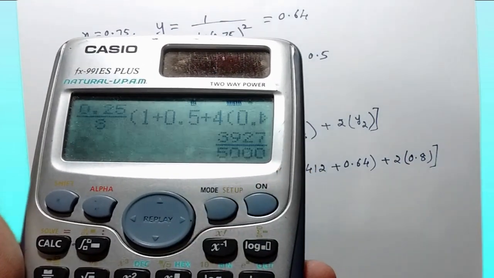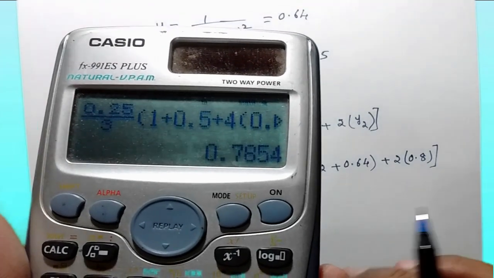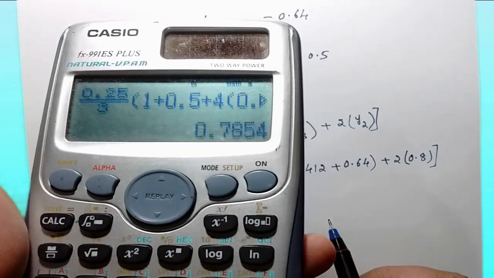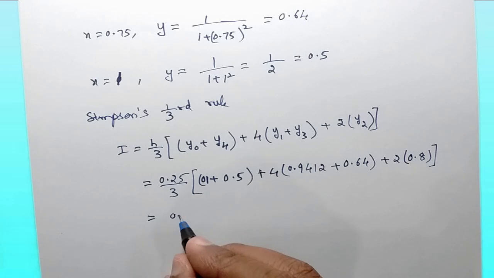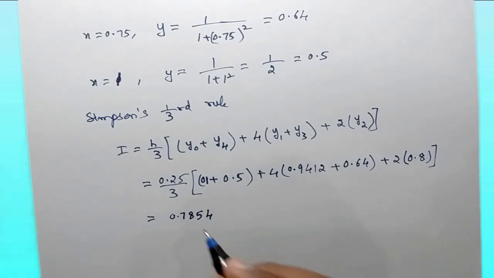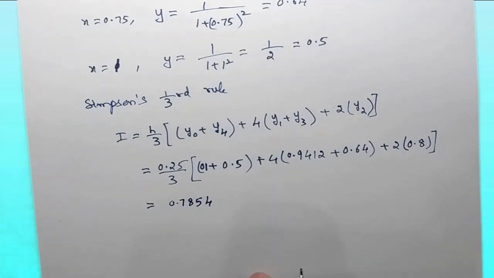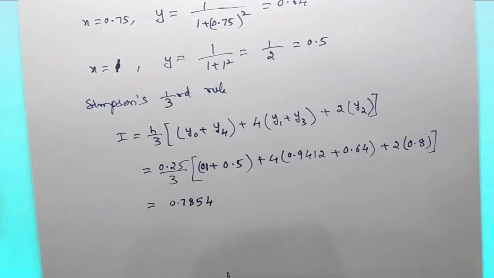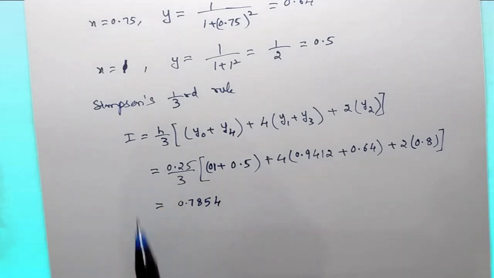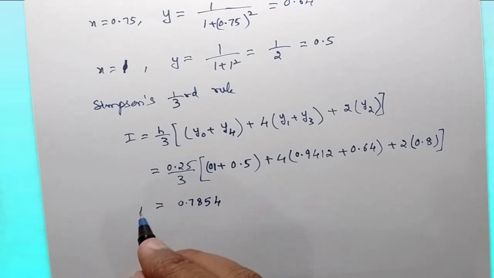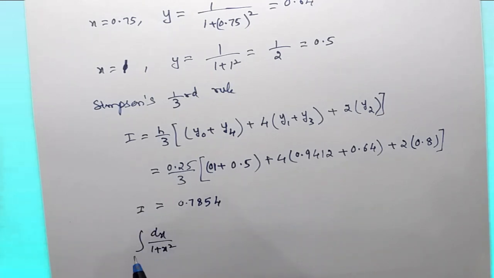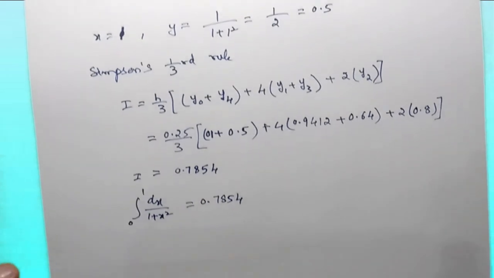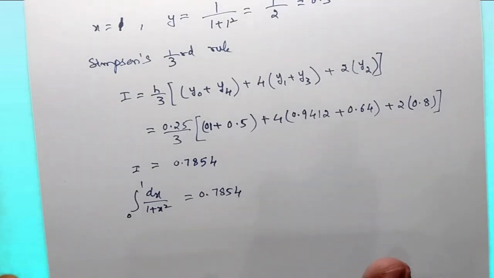So can you see how much you're getting? You're getting 0.7854. So you can write down that particular value, 0.7854. That's the value of I you have got. So what value have I evaluated? I is the integral of dx by 1 plus x square, the range being from 0 to 1, and its value has been evaluated as 0.7854. So the required solution has been obtained.